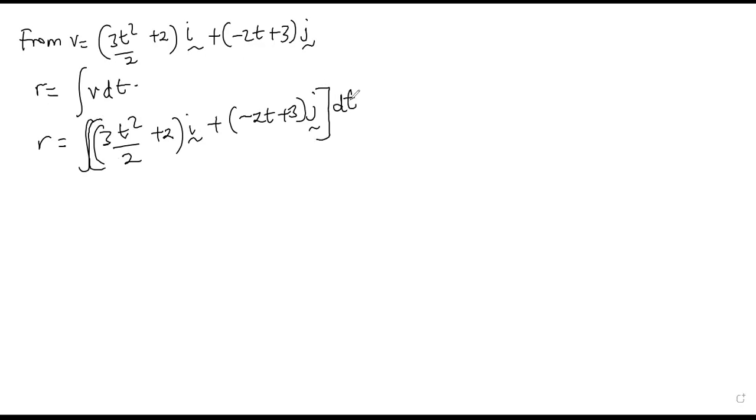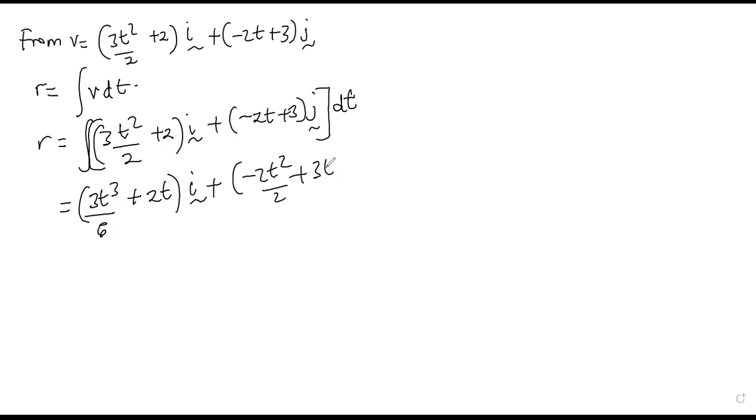So this is the same as 3t cubed over 3, which we divide by 2, so over 6, plus, when we integrate 2 with respect to time, it is 2t. This is i, plus negative 2t squared over 2. We increase the power and divide by the new power, then plus 3t, everything j, plus a constant of integration. But to get this constant, you have to look at the initial stages.